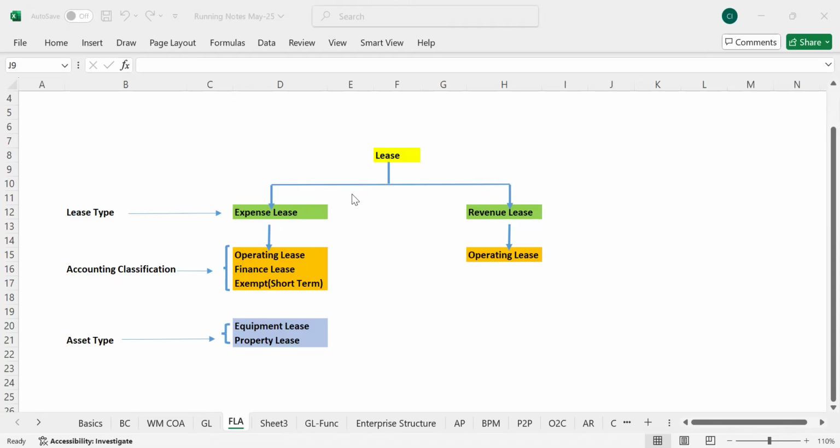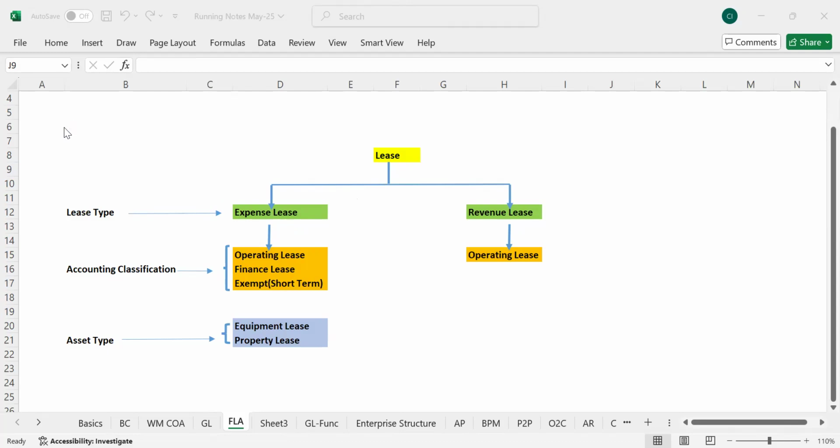There are two types of leases as you see on the screen: expense lease and revenue lease. An expense lease refers to the cost recorded by a lessee for using an asset that is not owned but rather leased. An expense lease involves a company paying to use an asset like renting a property, leading to lease expense recognized on the income statement. Example, a business renting an office space for its operations.